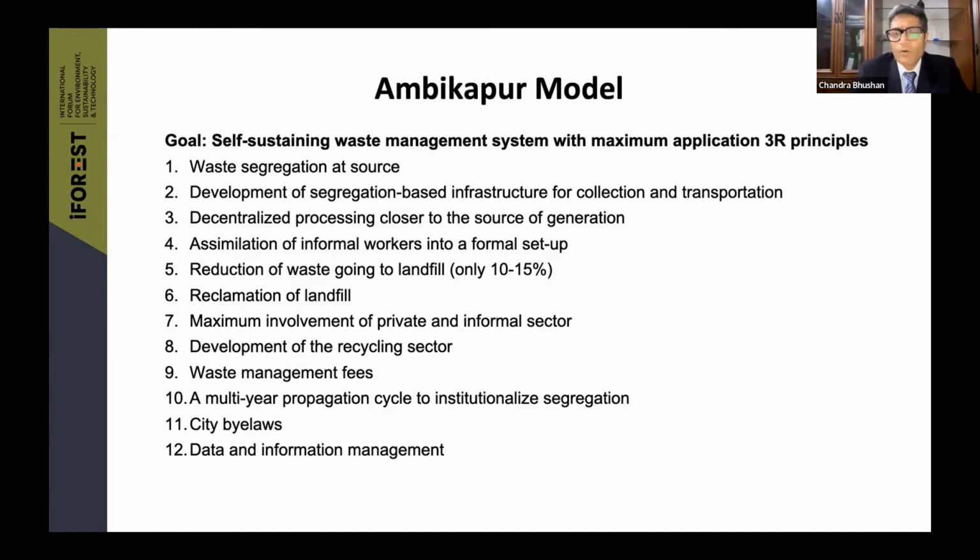First, the most important one, waste segregation at source. Development of segregation-based infrastructure for collection and transportation. Decentralized processing, closer to the source of generation, and I will explain it to you. Involvement and assimilation of informal workers in the formal setup. Reduction in waste going to landfill; now only 10% of waste goes to landfill. Reclamation of old landfill, maximum involvement of the private and informal sector, development of recycling industry, waste management fee.